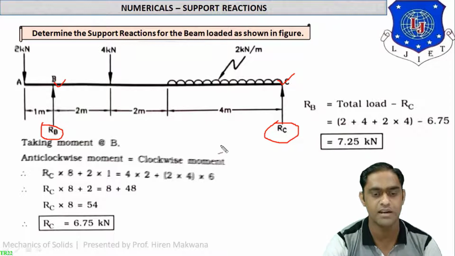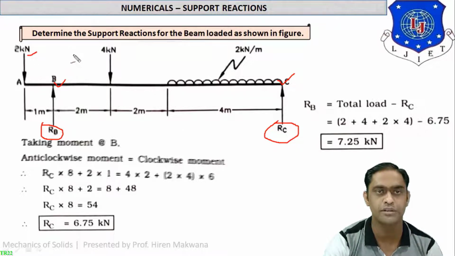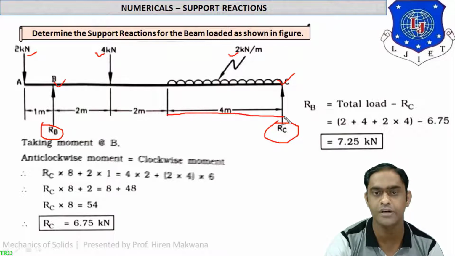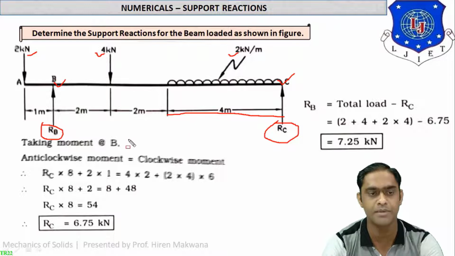Okay, let us start now. What are the forces? First one is 2 kilonewton, that is point load. 4 kilonewton, that is also point load, and 2 kilonewton per meter is the UDL, which is expanding from this point to this point up to 4 meter length. So total load will be 2 into 4, 8 kilonewton. Okay, now let us start the simplification.